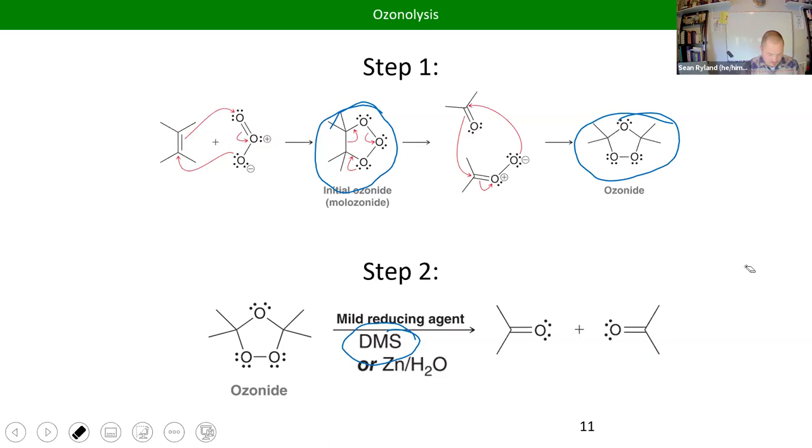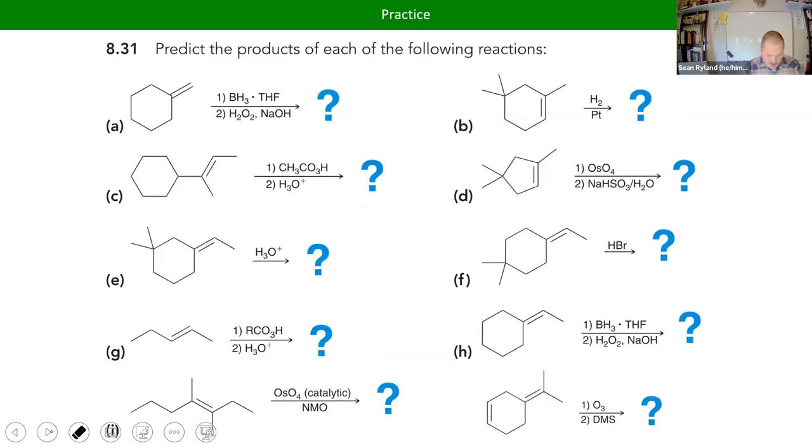All right, so the last two slides I have for you guys are just a whole bunch of practice problems to work through here. So I will turn you loose on these, although I would suggest trying the ozonolysis. The other thing about ozonolysis is if there's more than one alkene bond, it winds up breaking all of the alkene bonds. You need more ozone to do that, but it doesn't preferentially react one place rather than another.